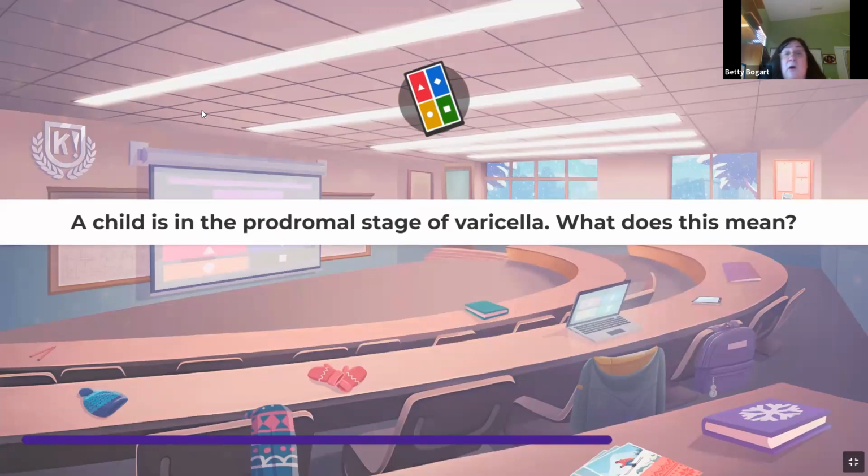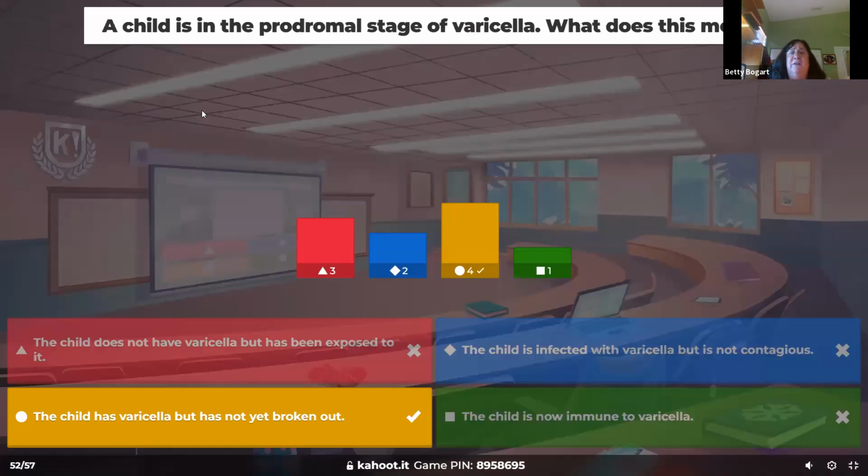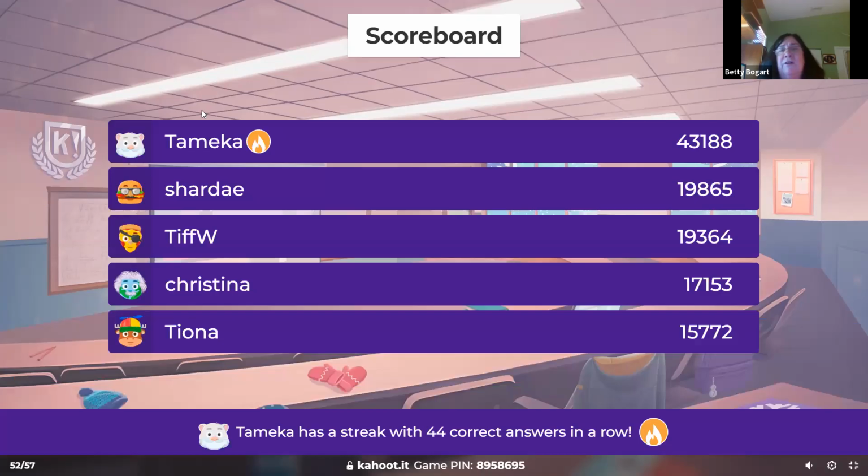A child is in the prodromal stage of varicella. What does this mean? So varicella, chickenpox, prodromal. What does that mean? Remember, in varicella there are points where you're exposed, then you break out with a rash, and then the rash crusts over. All of those are different stages. But prodromal means they're exposed. They already have the disease, but you don't see anything yet. The rash is not there yet. They say with varicella, they can be around other people once all the rash is dried and crusted over.